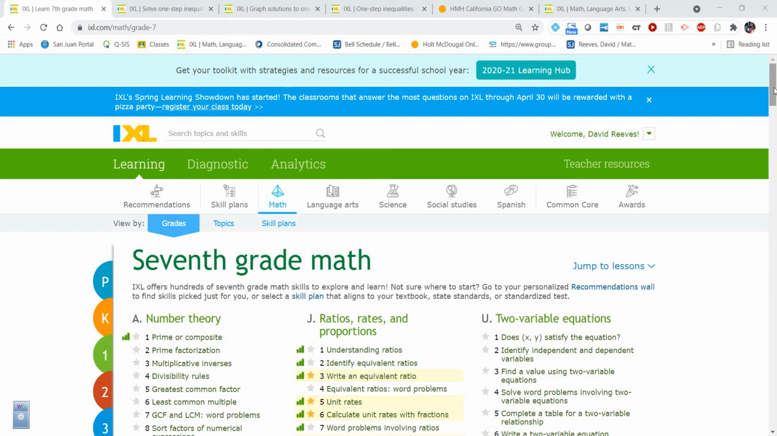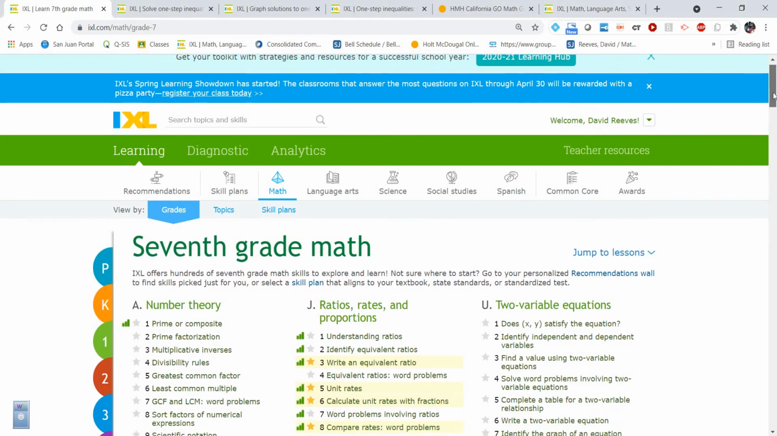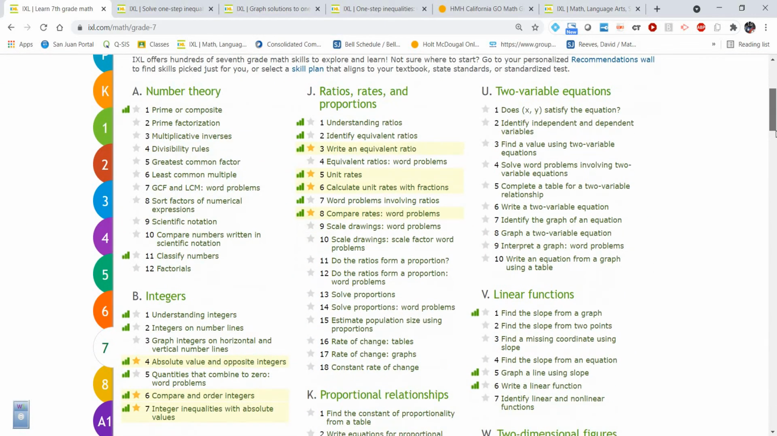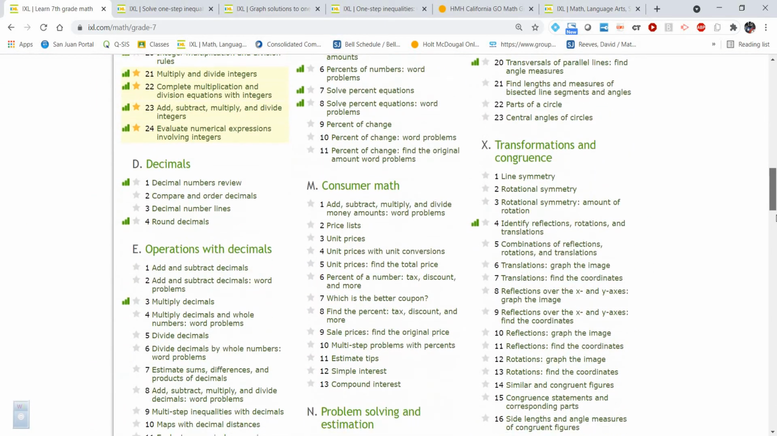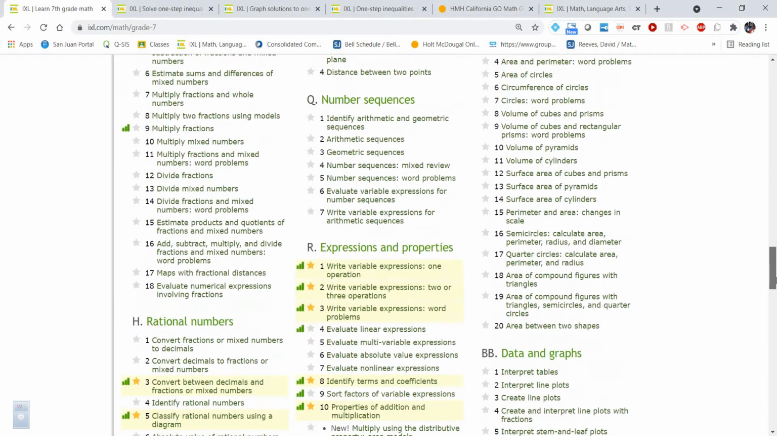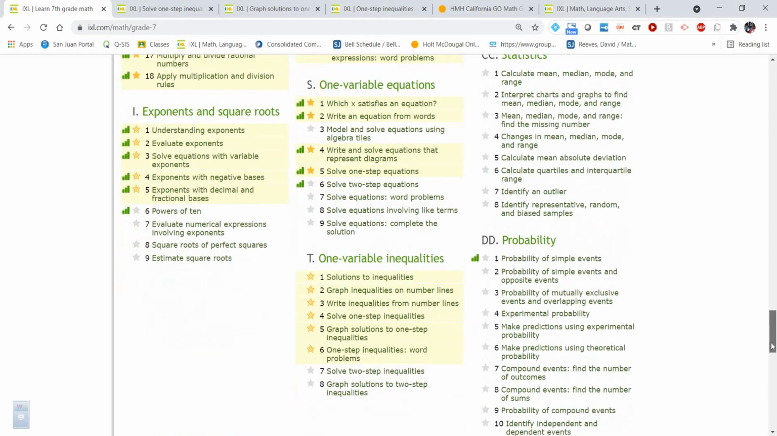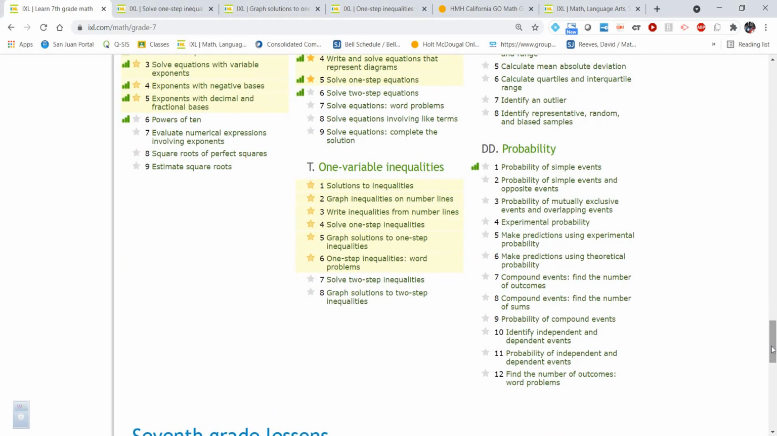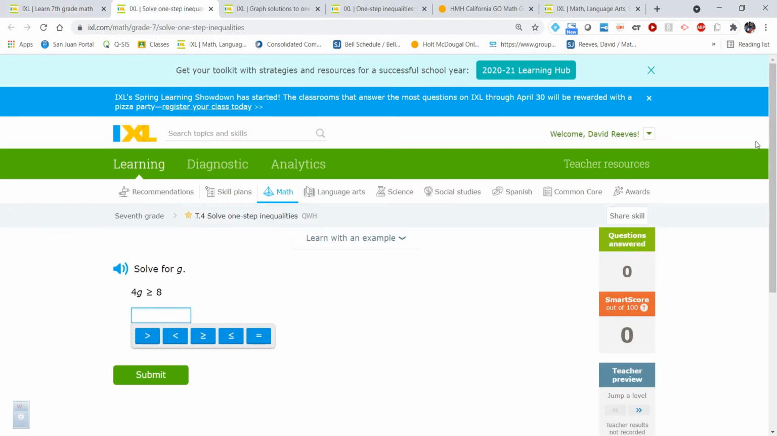Well, hey everybody, Mr. Reeves back with you, and today I'm going to be working on some 7th grade math skills from IXL. Specifically, let's scroll on down to one variable inequalities. I'm going to work with some problems from section T here, one variable inequalities, 4, 5, and 6. So let's, without delay, go ahead and get started.